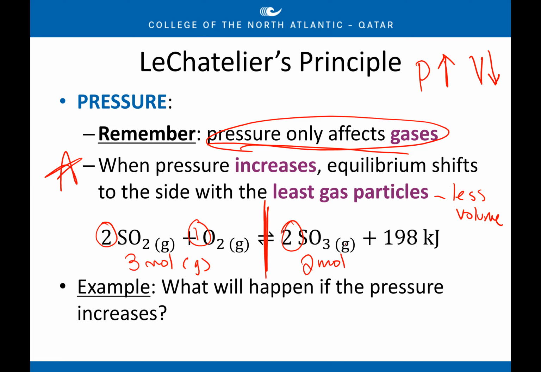I noticed somebody wrote in the chat, I'll check that out in a minute, but the question at the bottom says, what will happen if the pressure increases? Well, an increase in pressure means a decrease in volume. So there's less space. It will favor the side with the least amount of moles. So that means it will shift right. And we're obviously going to practice this in a minute, so don't worry.